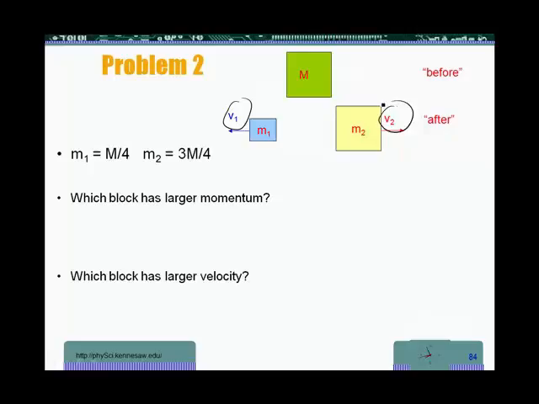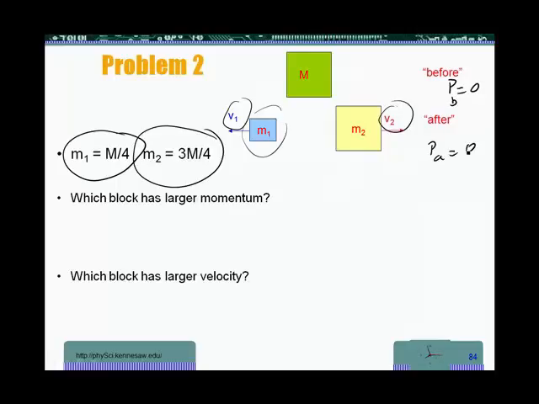It is asking which block has a larger momentum after the collision, knowing that m1 is equal to m over 4, a fourth of the mass, and m2 is 3m over 4, which is 3/4 of the mass. Which block has a larger momentum? Of course, here, what do we know about the momentum before? There is no motion. The momentum before is 0. So the momentum after should be equal to 0.